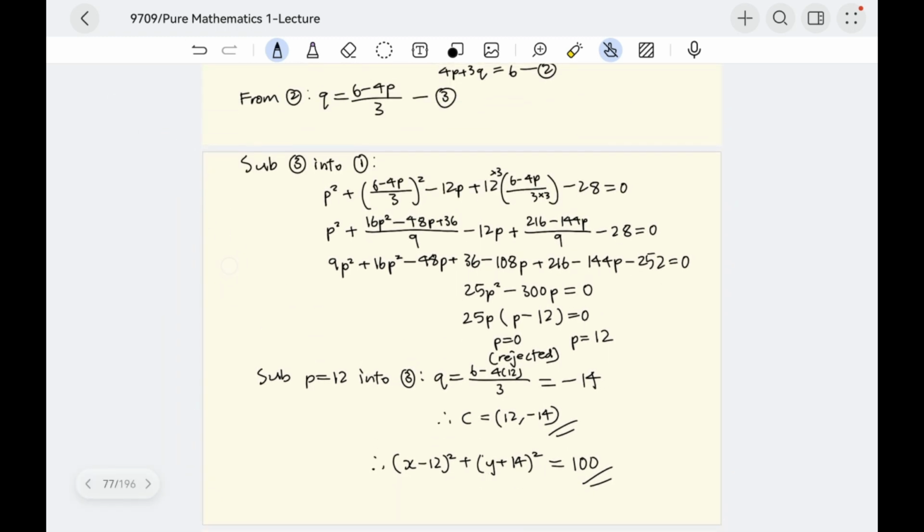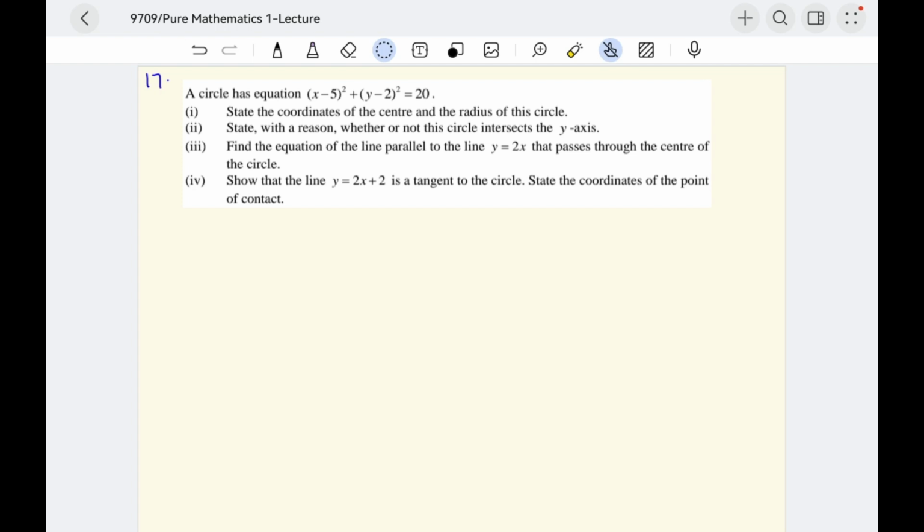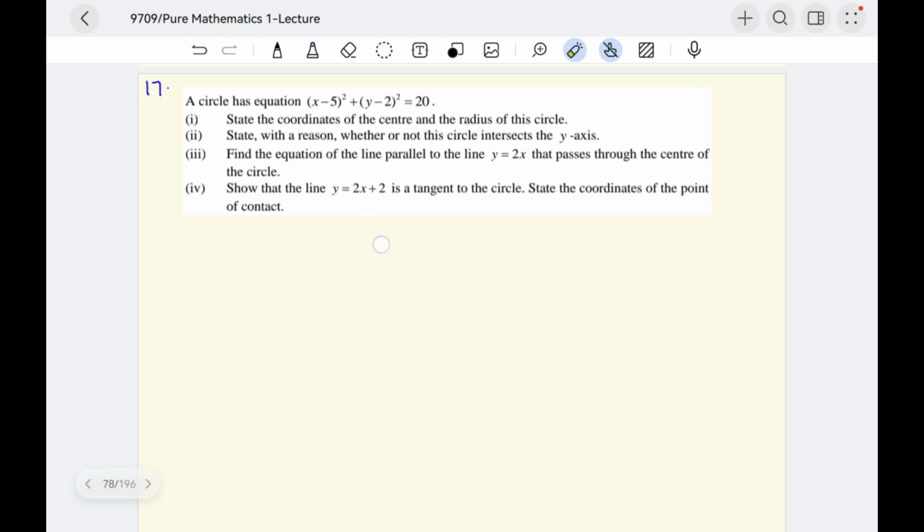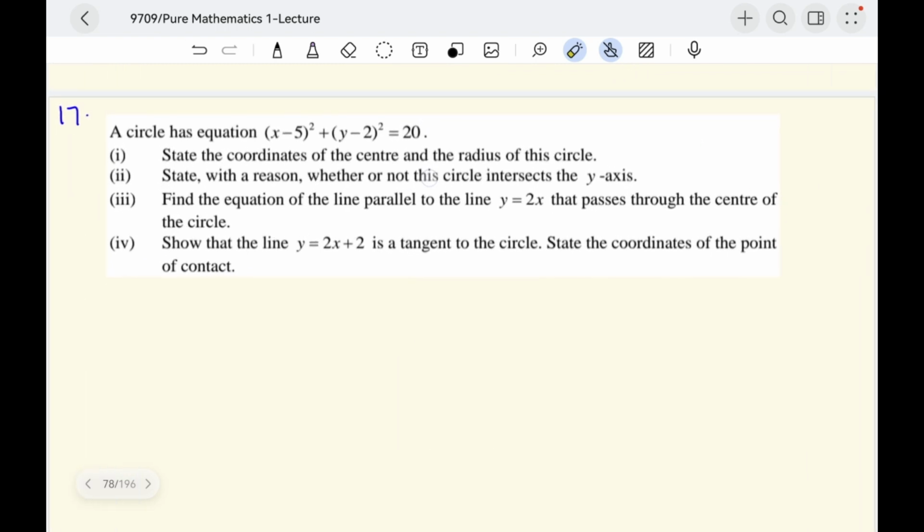Okay? Okay, let's move on to the last question among the exercises of chapter 3, and this is also the last question for the extra exercise for the equation of circle. Okay, a circle has this particular equation. For the first part, state the coordinates of the center and the radius of the circle.